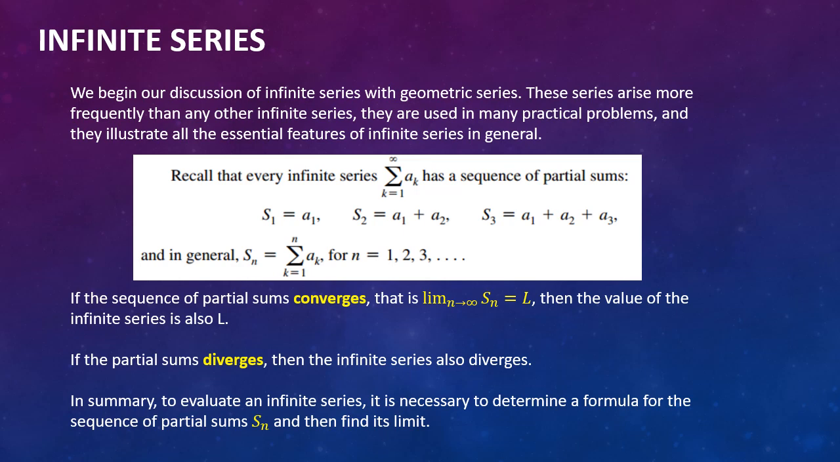If the sequence of partial sums converges, that is, the limit as n goes to infinity of S sub n equals L, then the value of the infinite series is also L. If the partial sums diverge, then the infinite series also diverges. In summary, to evaluate an infinite series, it is necessary to determine a formula for the sequence of partial sums, which we call S sub n, and then find its limit as n goes to infinity.